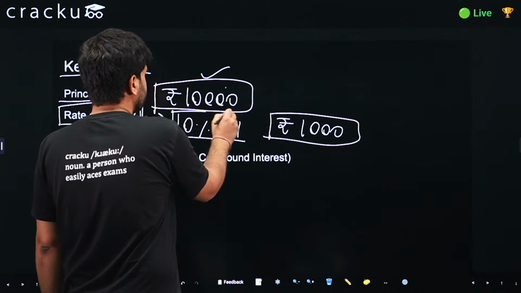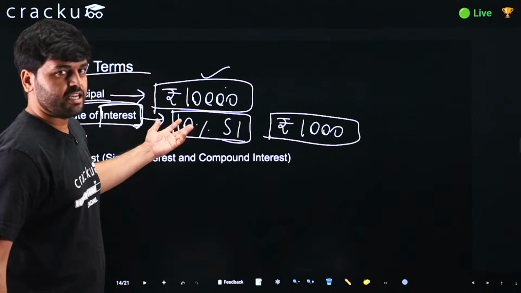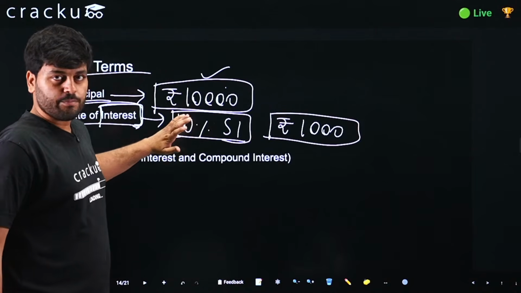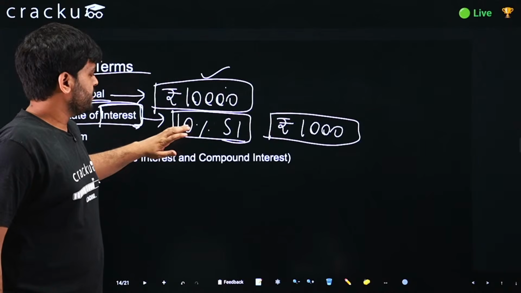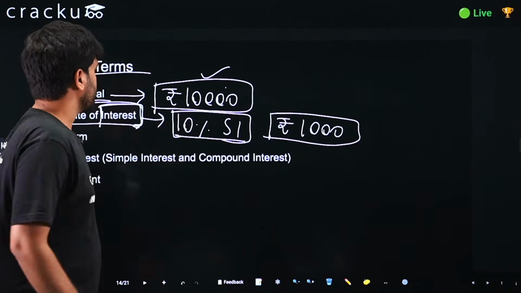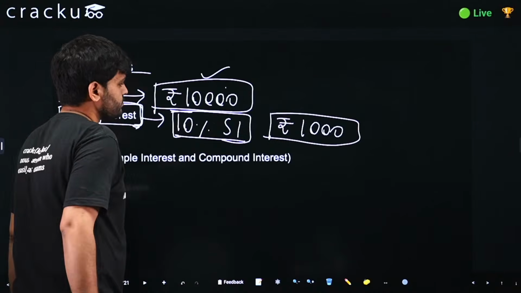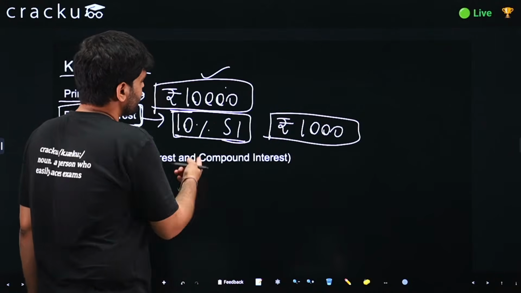Now this can be anything. This can be 10%, 20%, 30%. This was just an example. It depends on the agreement, what the rate of interest is. So in our case, it was 10%.